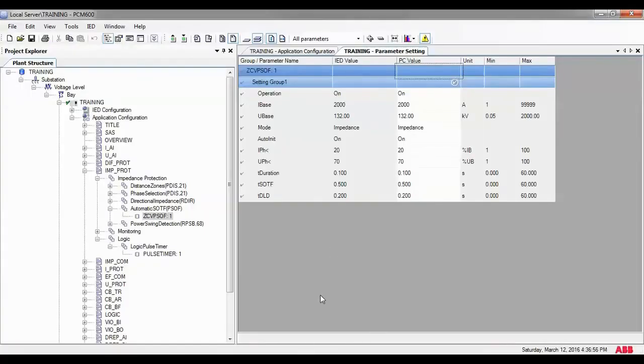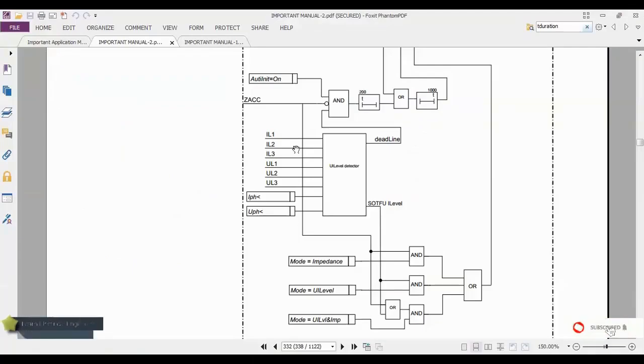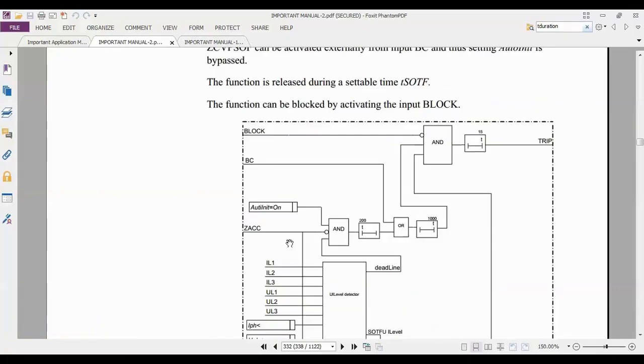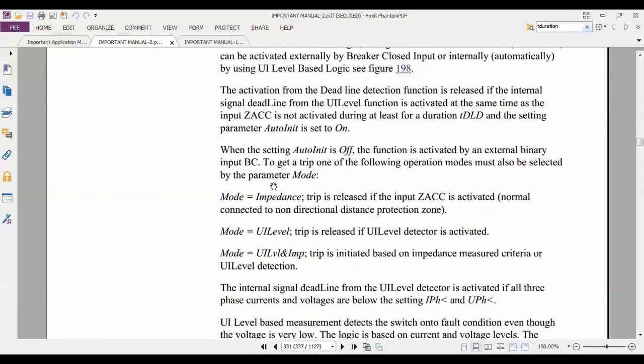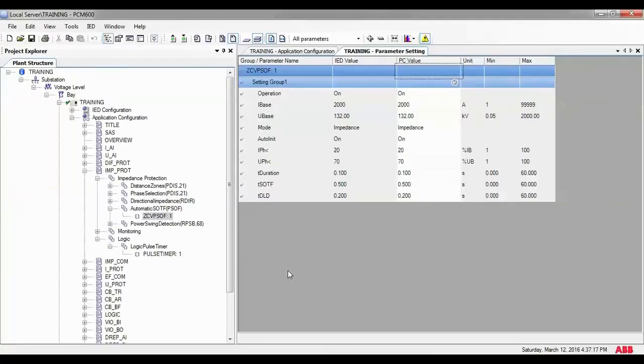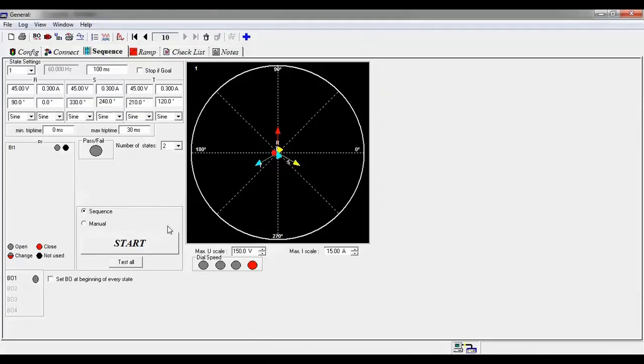Who is this? No, but we will do impedance as a mode. But he must see the deadline. I mean, isn't he supposed to see the deadline here? The deadline is seen from the U phase and I phase, and I got it from here, written here, that the internet deadline from the UI level is activated if all the phases of the current and the voltage are blocked. So now, here, you will find the first page where everything is healthy, because the current is larger than the phase and the voltage is 50 volts, this is live and not a dead condition. The second page will launch the voltage.